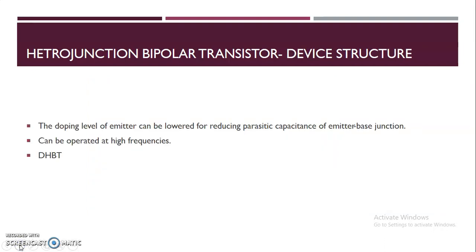Okay, that was about the band diagrams in heterojunctions. Now we can see the doping level of an emitter can be lowered for reducing the parasitic capacitances of the emitter-base junction. It can be operated at very high frequencies. Then we have another concept called DHBT, that is the double heterojunction bipolar transistor. You also have to look through what it is.